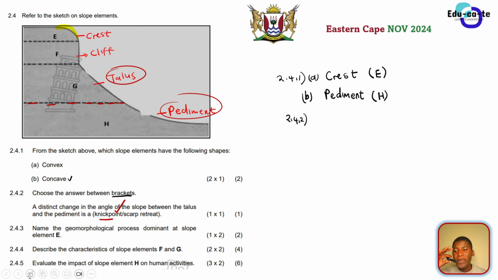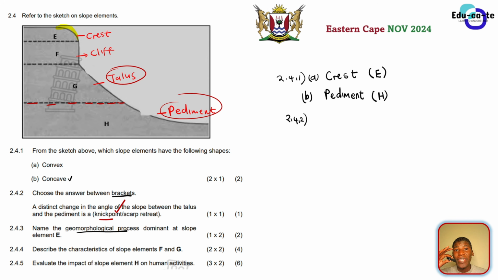And then 2.4.3 says name the geomorphological process. Guys, remember the geomorphological processes that we have in each and every slope. You are supposed to know them. I made sure that I introduced them in my previous video. So the geomorphological process that is dominant at slope E. Remember, slope E is a crest.